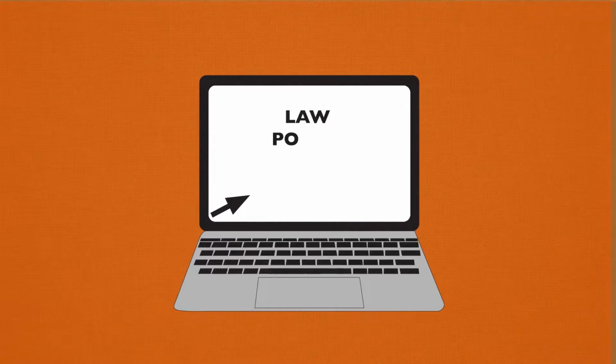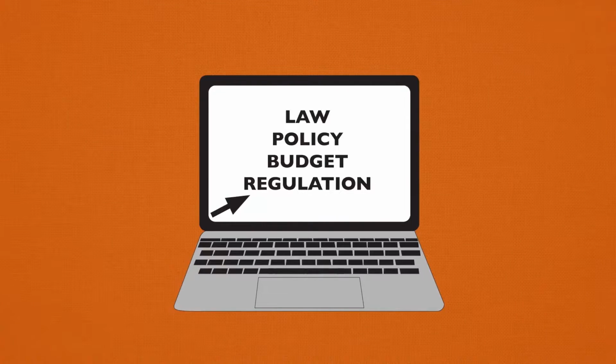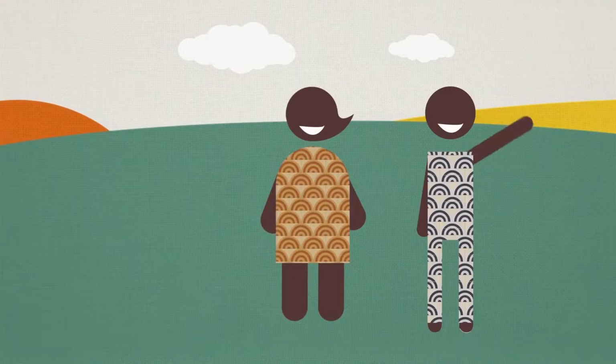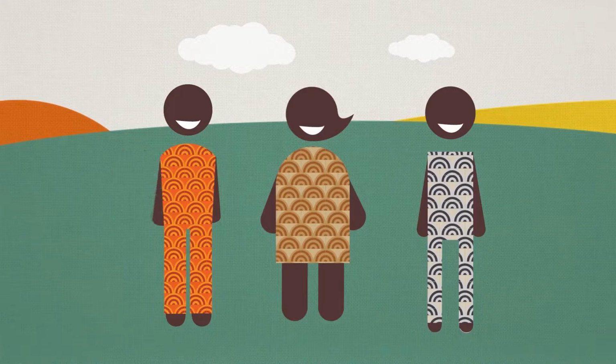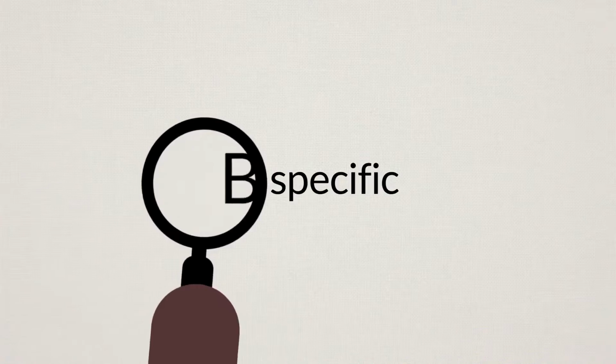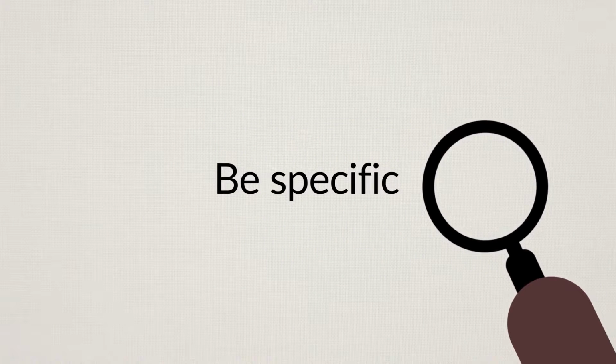Look at what the law, policy, budget allocation, or regulation says today and how exactly you want it to change. Your group should ensure that they have a clear description of which particular words in the law need to be changed or added, and what you think they should be changed to. Be as specific as possible.